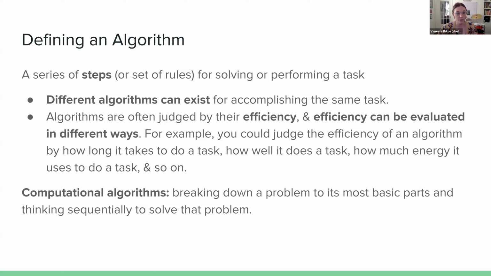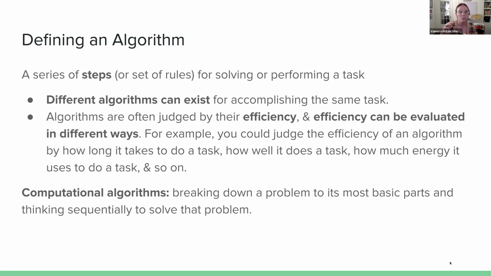So algorithms are often judged by their efficiency, and efficiency can mean different things in different sorts of contexts. So we can think about efficiency by how long an algorithm takes to do a task. So how quick does my morning routine need to be in the morning? How well it does the task, or how much energy it uses. So maybe if I skip that cup of coffee, I might get to work sooner, but it's not going to be something where I feel that great. And so efficiency is going to matter based on the context.